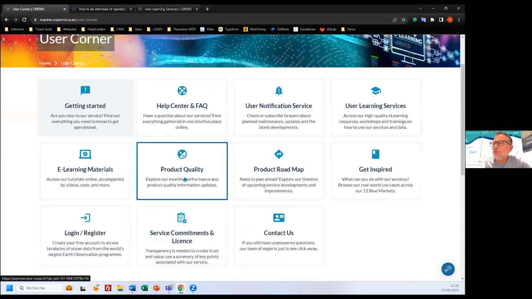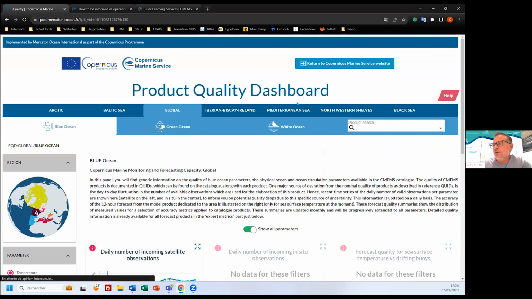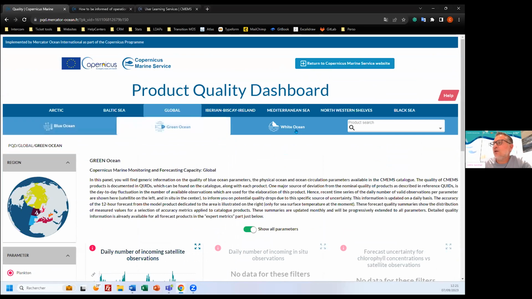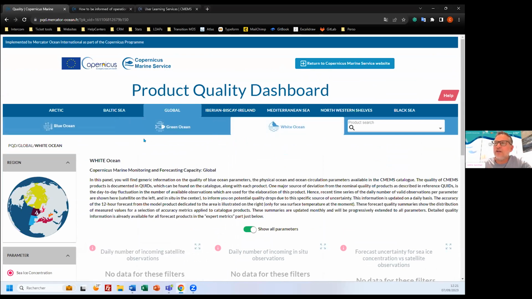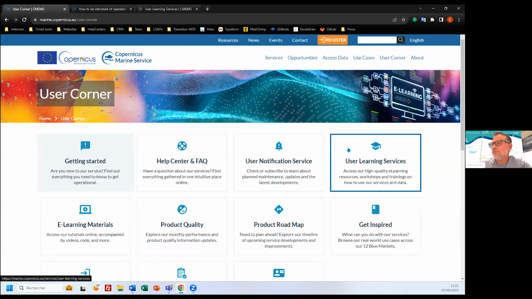The next one is the product quality. In this embedded website, you will find generic information of the quality of the different parameters of the Copernicus Marine Service. There are 3 different categories, so blue ocean, green ocean, and white ocean, depending on the type of variable, and as well different sections on the area. So I'll let you discover this website, and you will find useful information on the quality of the products. I come back to the user corner.